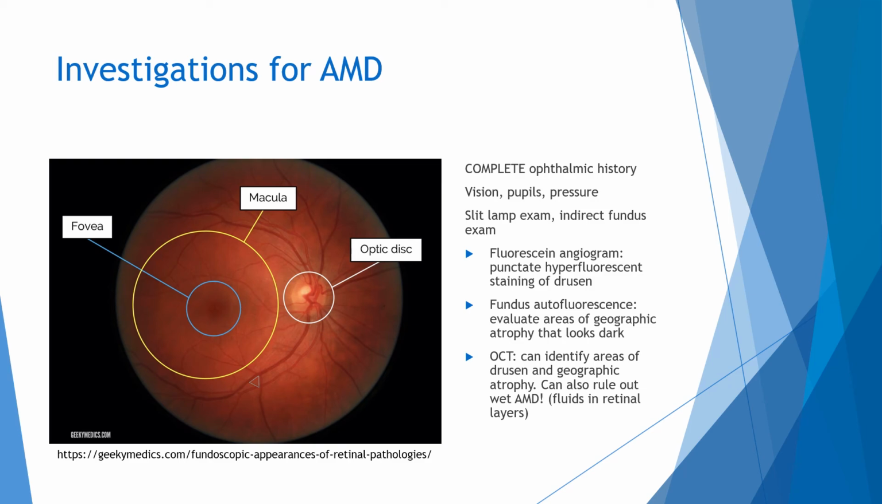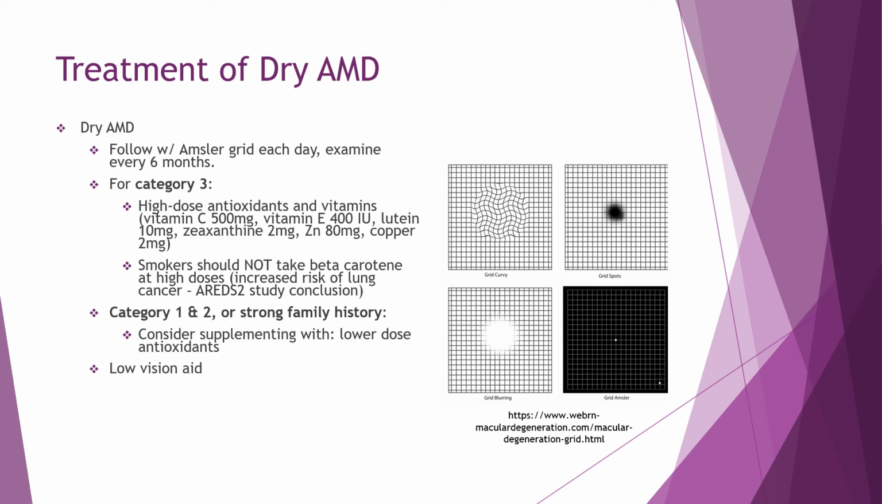In terms of investigation, you can look into FA, fluorescein angiogram, on which the presence of drusen can be detected. Fundus autofluorescence can evaluate areas of geographic atrophy that looks dark, and on the OCT, it can also identify areas of drusen and atrophy of the retinal layers. There are a variety of treatments available for people with AMD so that they could resume a high quality of life.